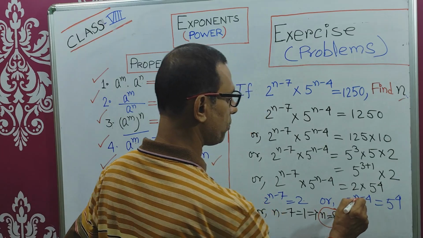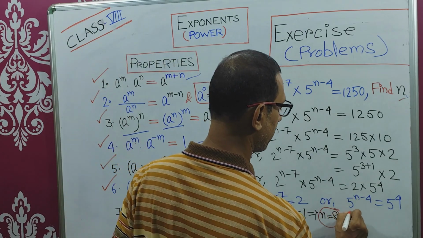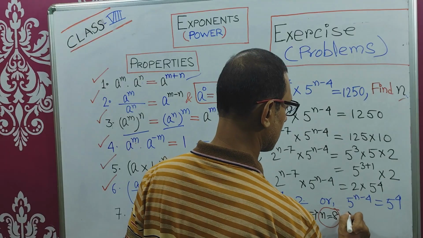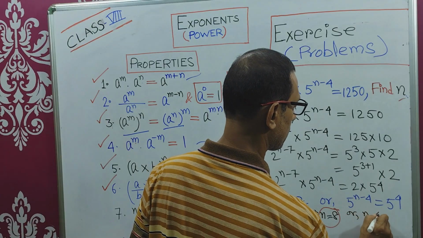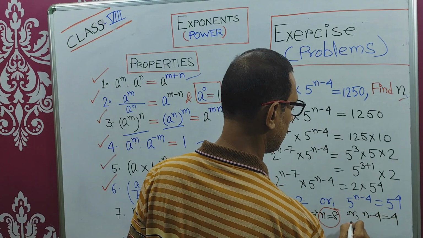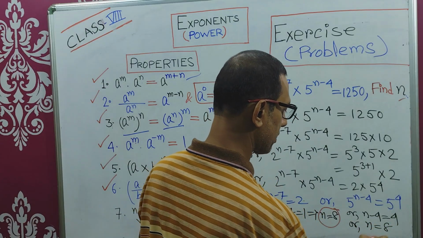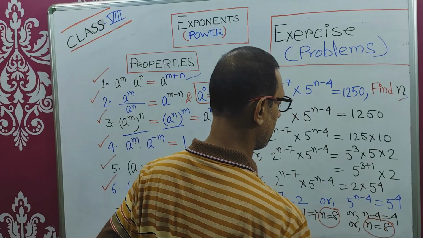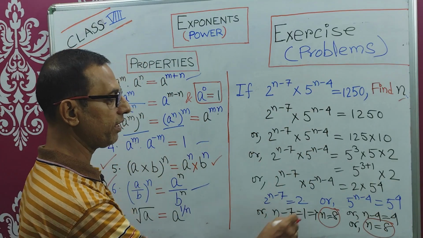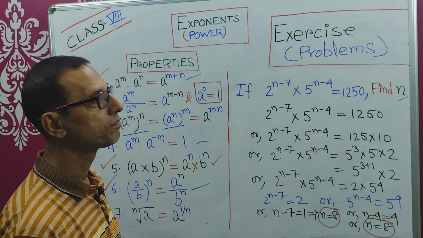Or with respect to base 5 also you can do that. How you can do that? n minus 4 equals 4. That means n equals 8. So both the ways the value of n is coming as 8. So what is the value of n? The value of n is 8.